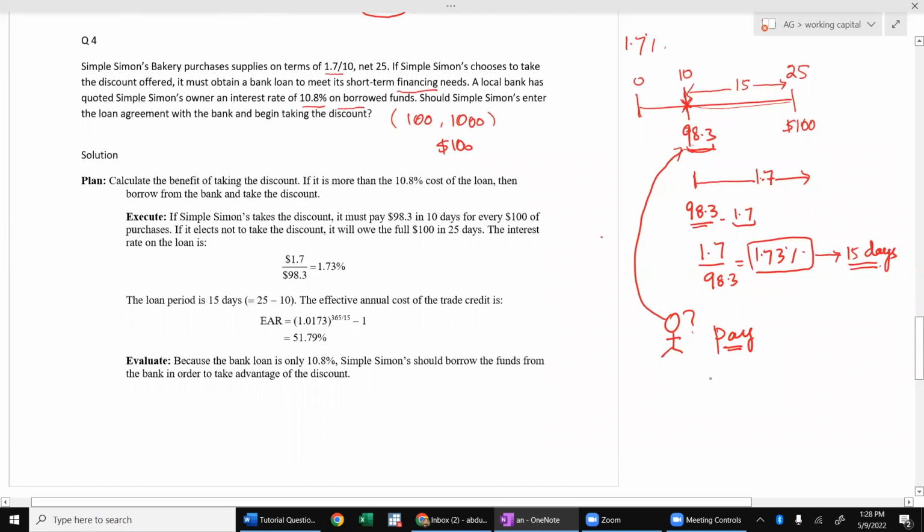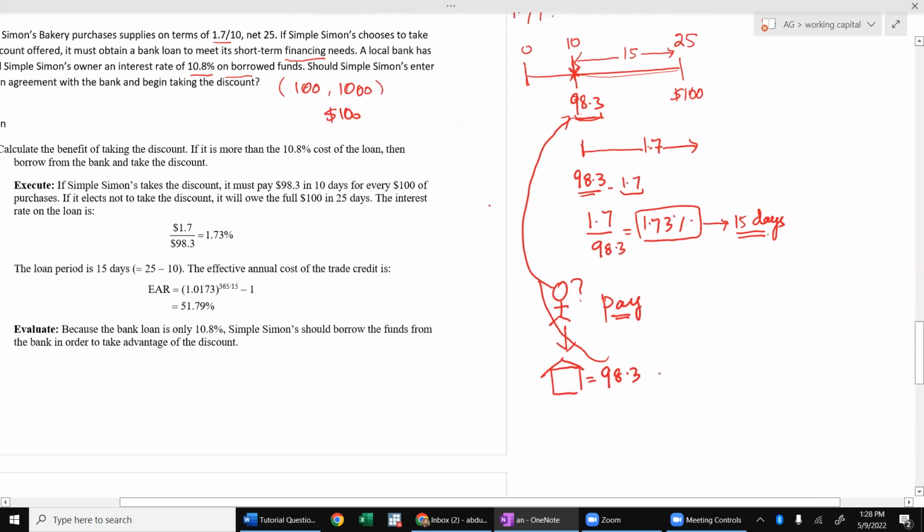Because you don't have cash, or maybe you want to take some loan from the bank. Okay, so you go to a bank and ask for the loan. The bank will give you a loan of 98.3. So you take this 98.3 and pay it to your supplier.